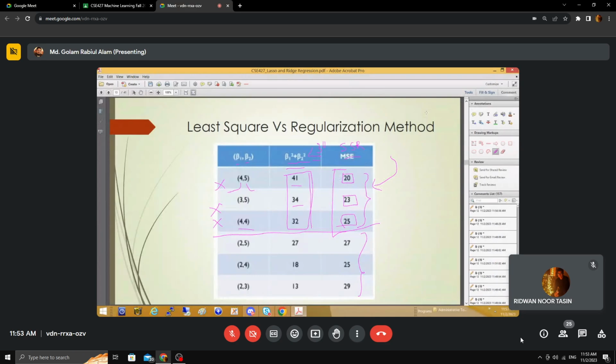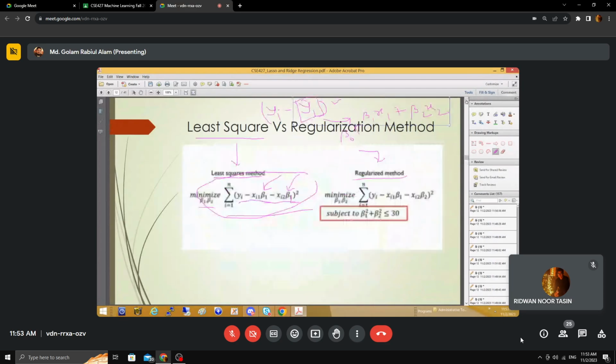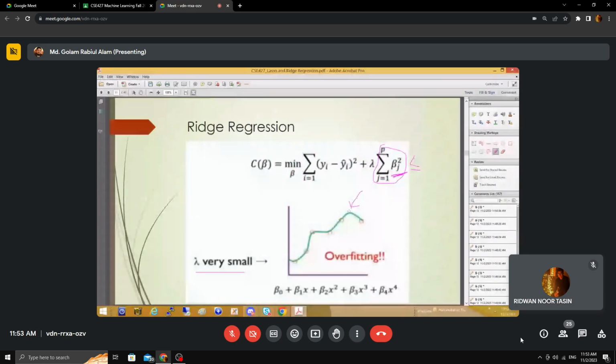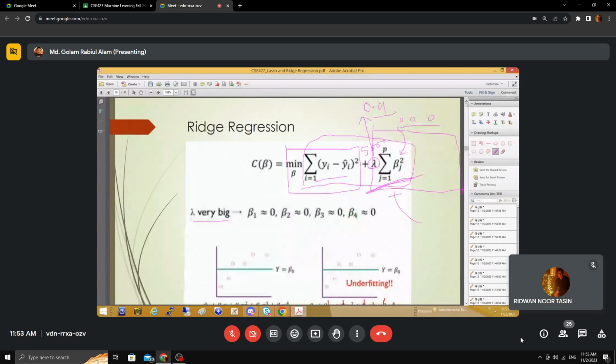Lower error means that in this picture the curve fits perfectly for each and every data point. So the error is low, or we can say close to zero, but it creates our overfitting problem. That's why we don't want this kind of fitting, and we want this kind of fitting.